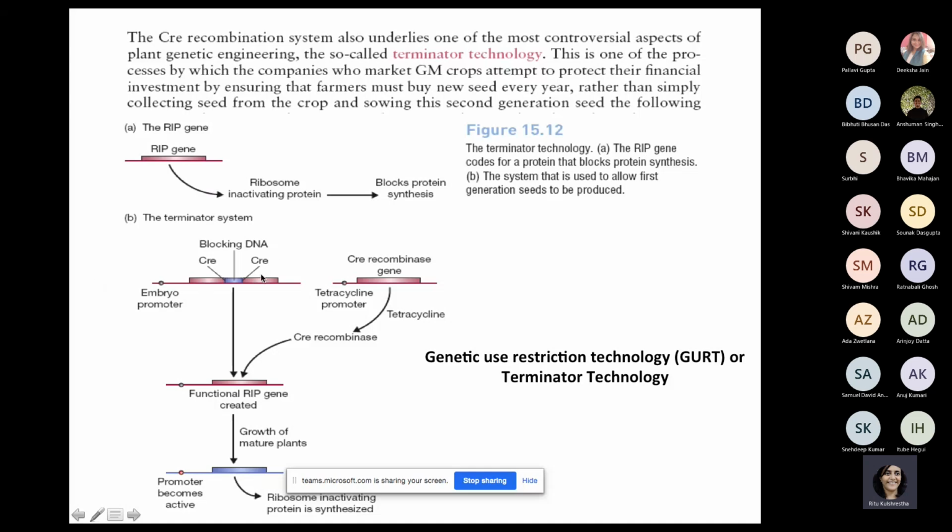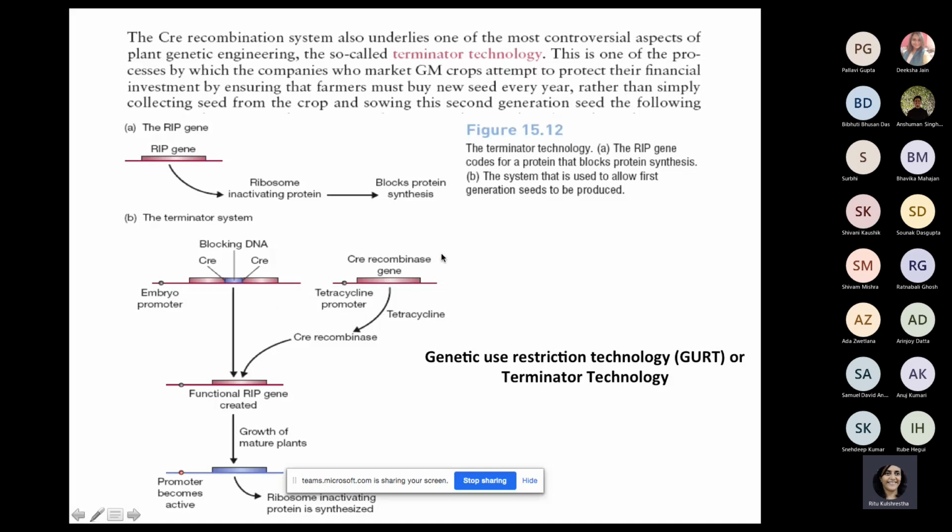The only difference would be that the RIP gene will be blocked by some blocking DNA. Any stretch of DNA is put in between, which is flanked by the Cre sites. So this pink thing is the whole RIP gene. Only thing is that it is blocked by a particular gene sequence, which is flanked by these Cre recognizing sites. It means the transcript will be made, but because it is blocked, the active RIP will not be made unless it is acted upon by Cre recombinase.